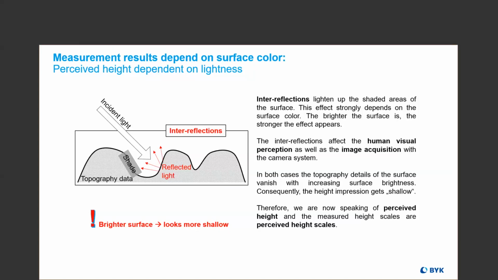The interreflections affect human visual perception as well as the image acquisition with the camera system. So the camera system is seeing things as we see things. In both cases, the topography details of the surface vanish with increasing surface brightness. And so the lighter colors look more shallow to us. That's why we speak of perceived height, perceived amplitude, and we give these values in perceived units, perceived height scales.